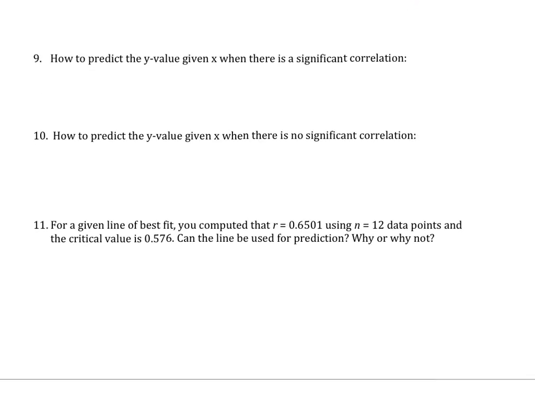What we do is let's look at number 9. How to predict y value given x when there's significant correlation. If there's correlation, it gives you the equation of the line. So how do I predict y value? Basically, we plug in x value into the equation to get y. So if I know x value, I can predict what the y value is going to be.